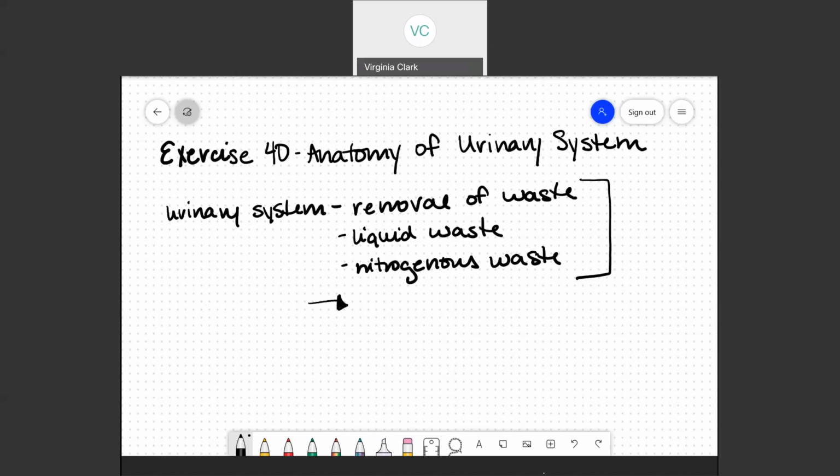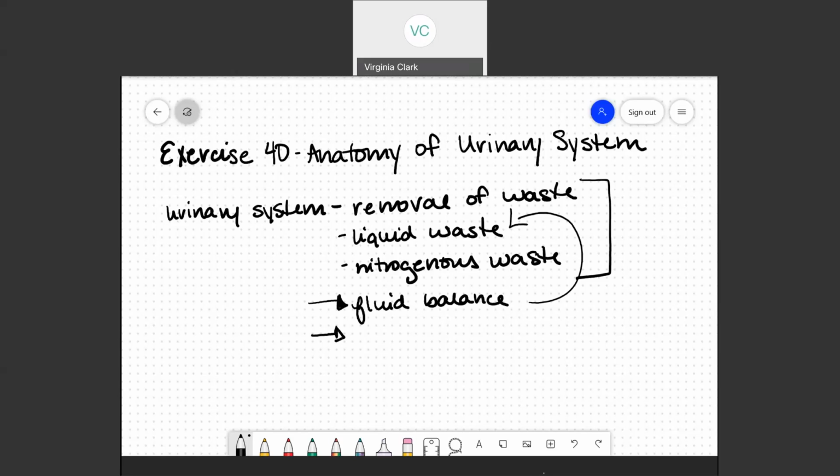It is also responsible for fluid balance, which blends into this removal of liquid waste. If we have a lot of fluid in our system and we need to take away some, the urinary system will take care of that. If we need to keep some liquid because we don't have enough, the urinary system will also do that. So those go together, and that's a way that our urinary system can maintain homeostasis.